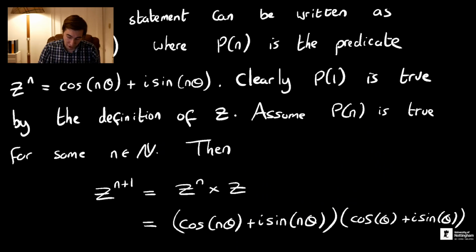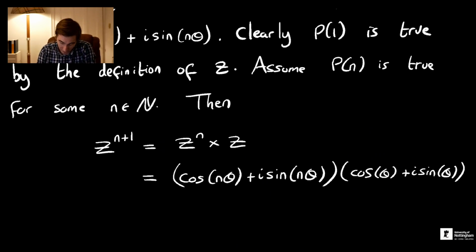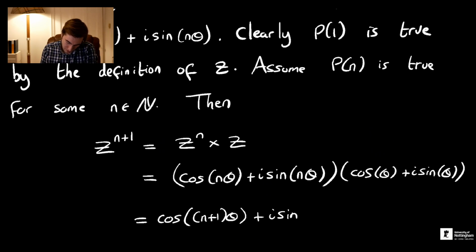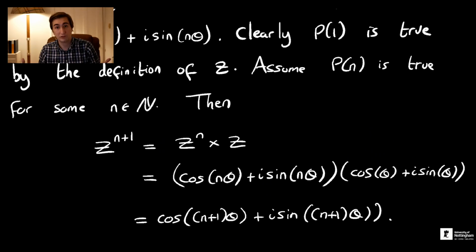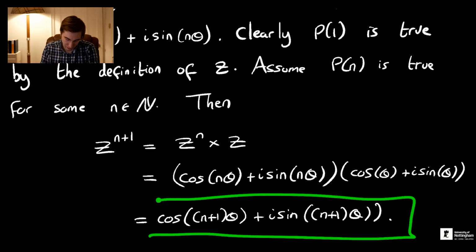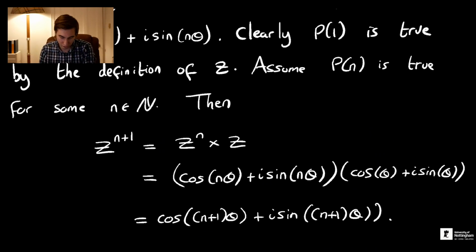Okay, but we know the definition of how to multiply two complex numbers in polar form. That is, we simply take the arguments in these corresponding cosine and sine terms and we add them. So just adding those together, we get cosine of n plus 1 theta here, where I've just factored out the theta term, plus i sine of n plus 1 theta. In other words, I've proven that if P of n is true, then P of n plus 1 is true, because this is exactly my statement that if this thing is equal to this thing, then that's effectively showing that P of n plus 1 is true.